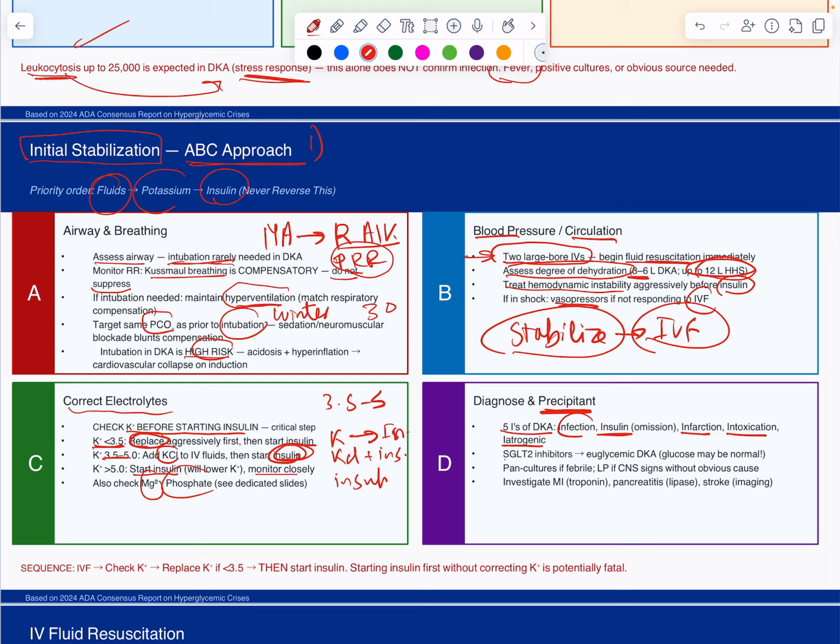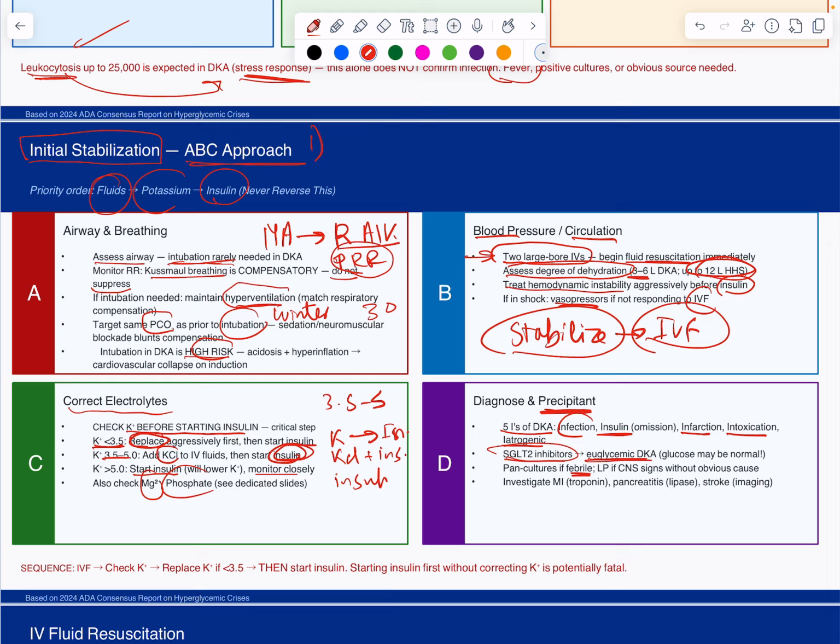SGLT2 inhibitors are now more common in diabetic patients, with proven cardiovascular benefit. So now PCPs and cardiologists tend to prescribe more SGLT2 inhibitors, and euglycemic DKA has become more common. So if the glucose is normal, don't just exclude DKA. You have to get a good medication history on these patients.